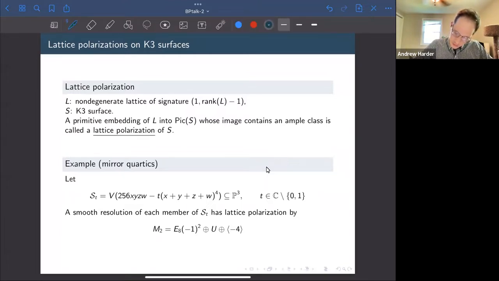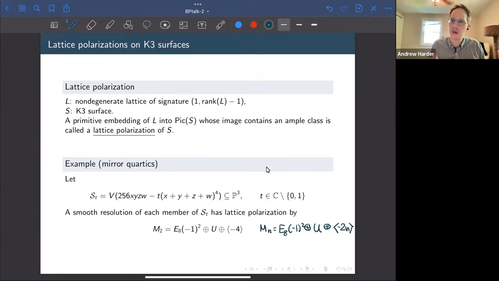And maybe this notation makes more sense if I introduce Mn, which is E8 -1 squared plus U plus -2n. Right? So n is 2. And so this is a special case of this class of lattices that I'll call Mn. That won't come up later. It's just to explain why the notation is reasonable. Okay, so this is our basic family of lattice polarized K3 surfaces.